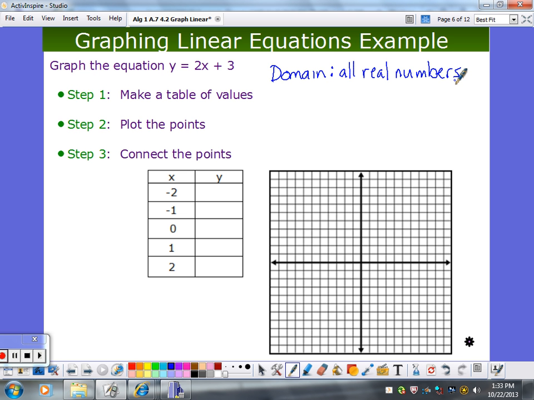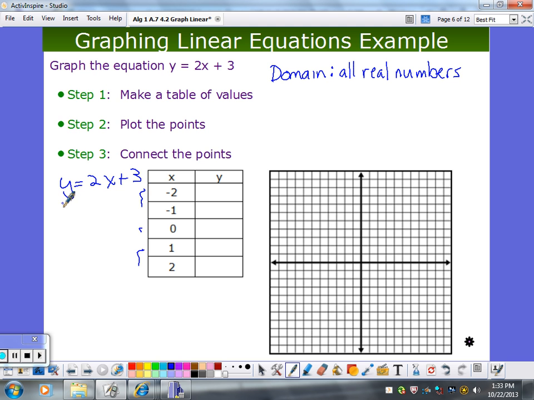I want to see what it looks like for all the numbers. Well, I can't possibly make a table with all the numbers, so I'm going to take some of them. I could choose any real numbers I want. Some good numbers to choose: a couple of negatives, 0, and a couple of positives. So this is not a bad set of numbers to try if you're graphing using the table of values. I'm going to put my rule a little bit closer so I can see what it is.